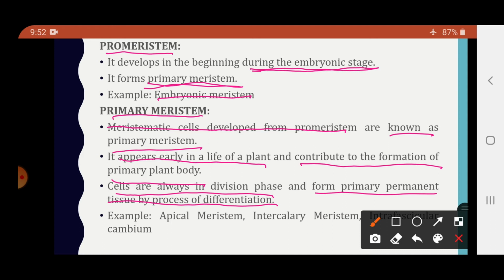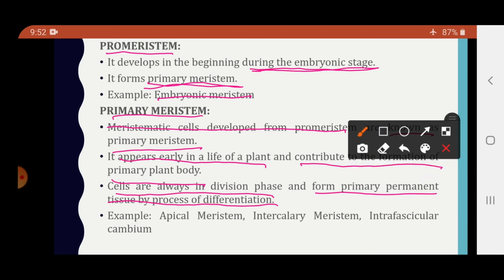Now students keep in mind कि जो प्राइमरी मेरिस्टम है उनके जो सेल्स है they are in the continuous state of division और वो क्या बनाते हैं, they form the primary permanent tissue. Listen very very carefully, permanent tissue term आया. So what is the permanent tissue? कि जिसके cell they have lost the capacity to divide. Now see students, primary meristem के cell continuously divide होते हैं. After division they get differentiated.